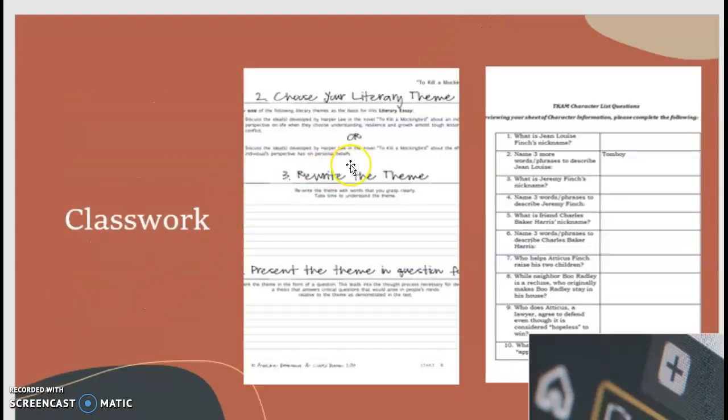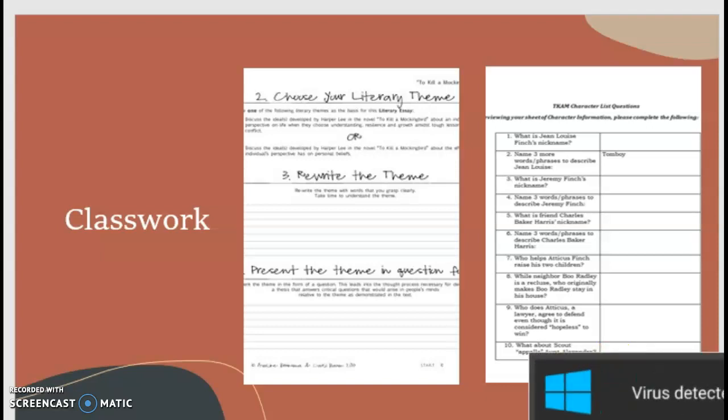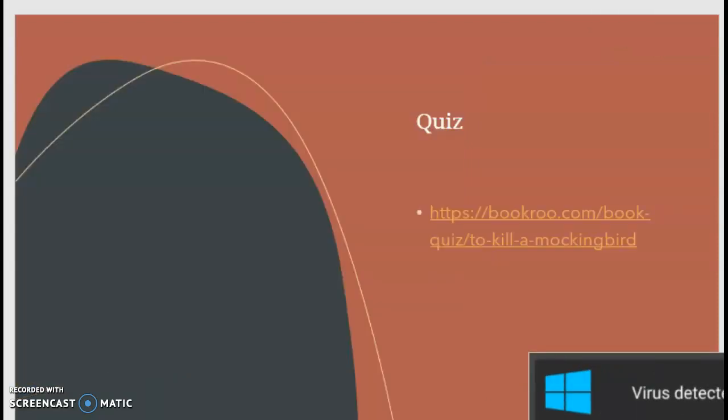Now, there are two assignments that we will be doing in class, and I will give you a better view of them in just a second. One is you'll choose your literary theme, rewrite the theme of what is happening in the book, and present the theme in a question. The other assignment is a character list, naming the descriptions that you remember from the book. And lastly, we will have a quiz in class to make sure that you went over this PowerPoint.